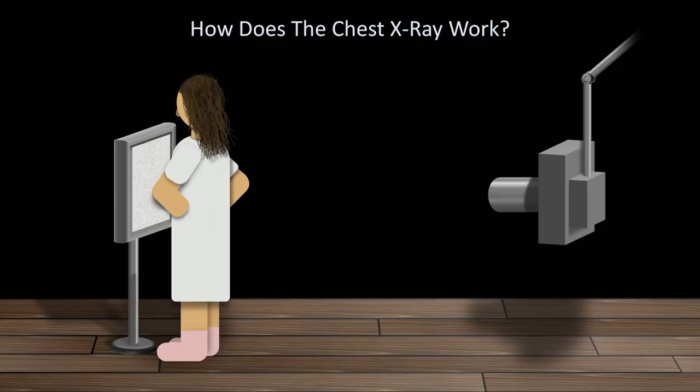Some of these will pass right through the patient, some will be absorbed by the interposed organs and tissues, and some will be scattered. For the purpose of examining the X-ray film, it's actually the pattern of photons that are blocked which are of interest, as these create the shadows of the internal organs.